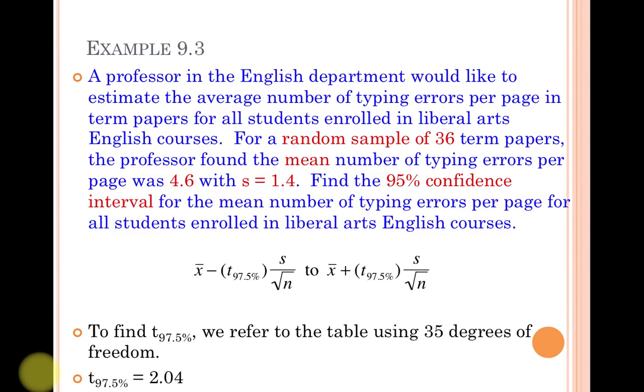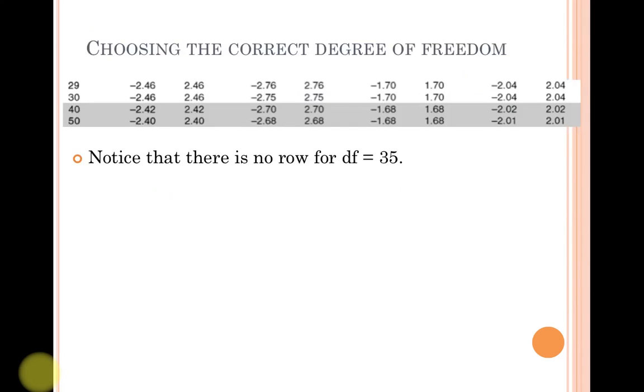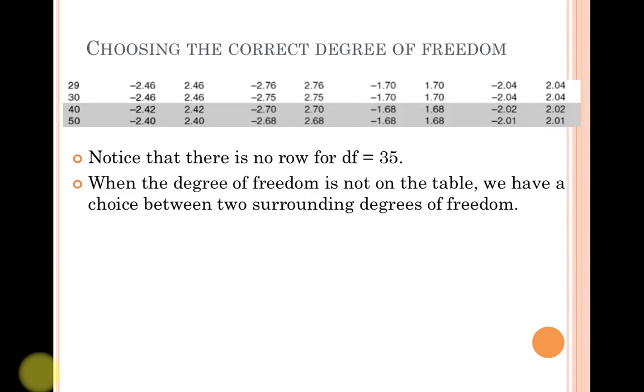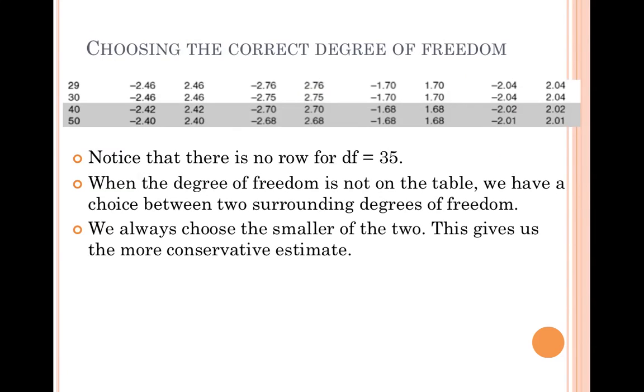In this case, we're going to use 2.04. When the degree of freedom is not on the table, we have a choice between the two surrounding degrees of freedom. So we have a choice of 30 or 40. And the rule is to always choose the smaller of the two. You're always going to choose 30 over 40. And if you look at the next grouping, 40 to 50, if you happen to have degrees of freedom 44, you're always going to choose 40 over 50.